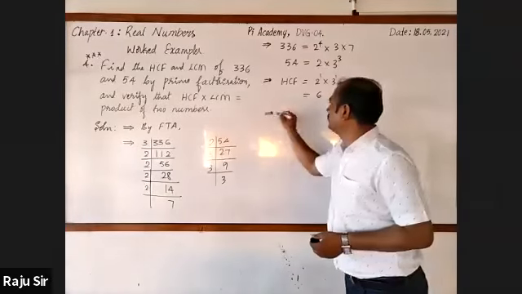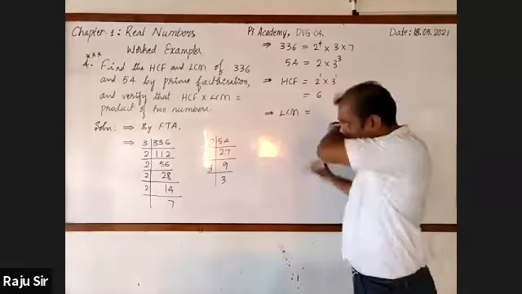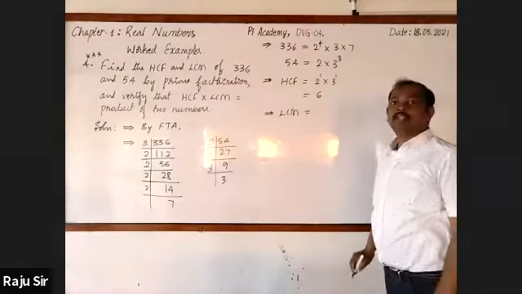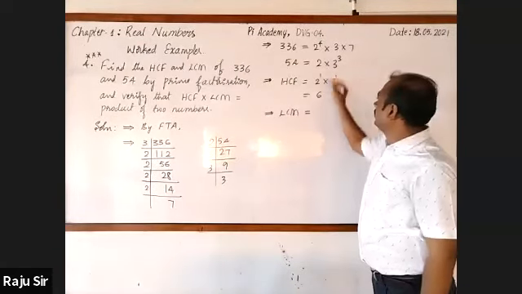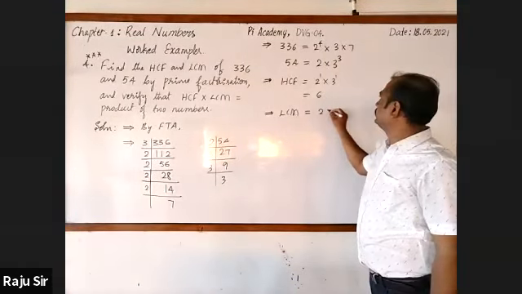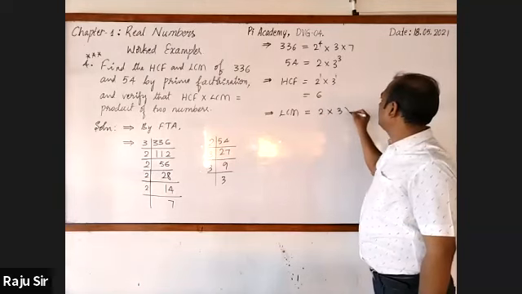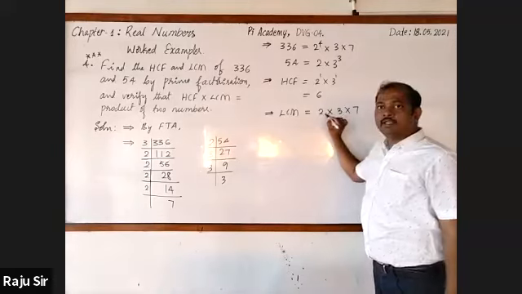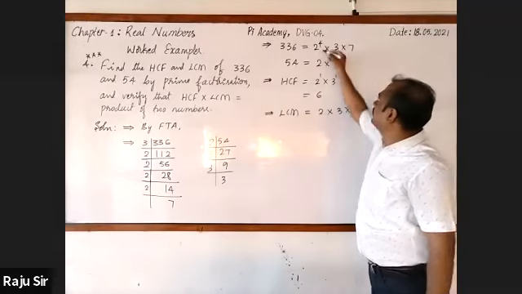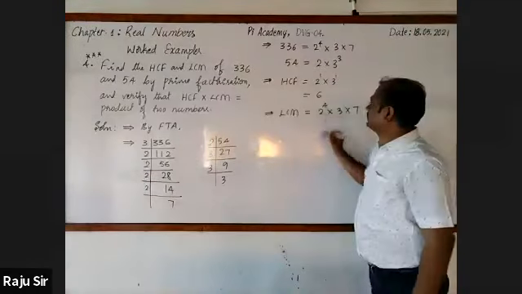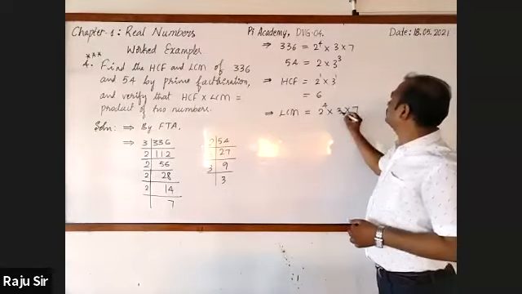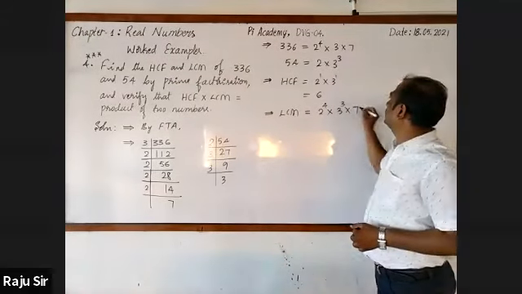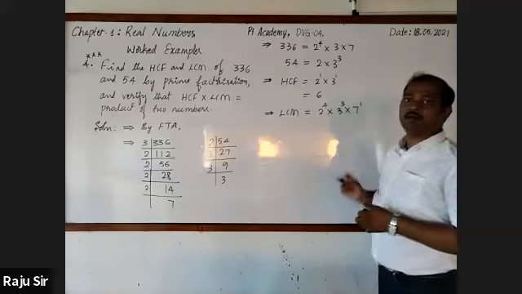Let us find out LCM. Let me write all the factors: 2, 3, and 7. I have written all the factors. The highest power of each of these factors: 2 has highest power 4, 3 has the highest power 3, and 7 has highest power 1.